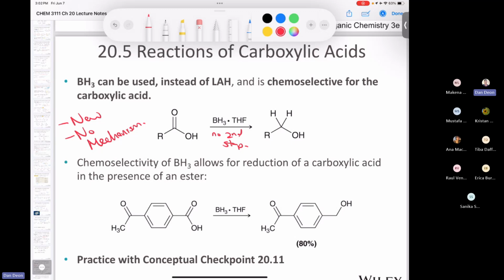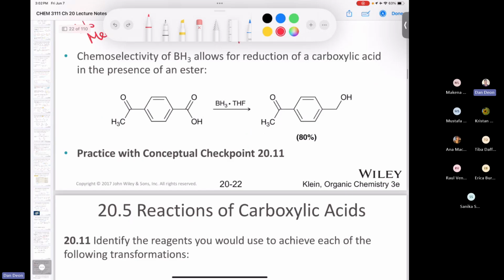And what's cool about this reagent is that BH3 can be used, but it's chemoselective for the carboxyl group. So that means if you tried it in the presence of this methyl ketone here, for example, it's not going to do anything on that. It's only going to react with the carboxylic acid. That is it. So brand new reagent.